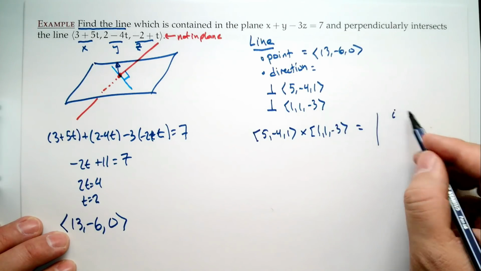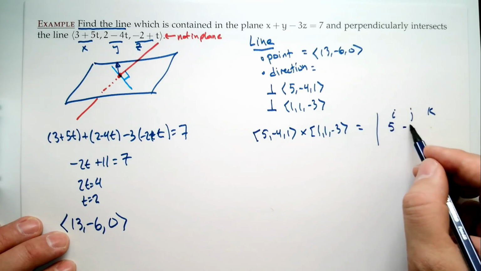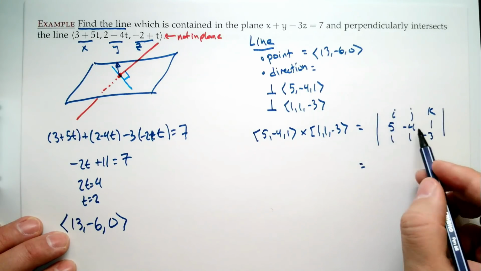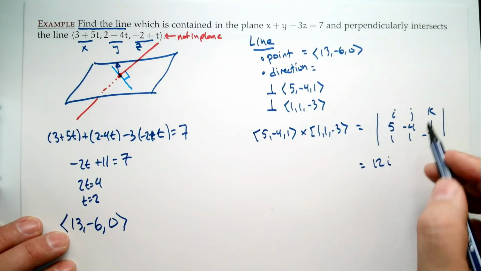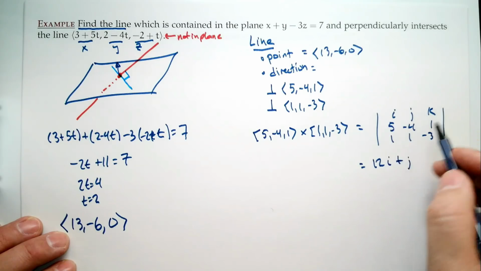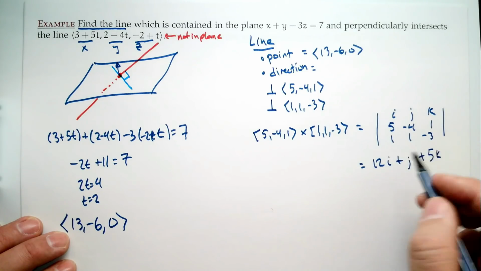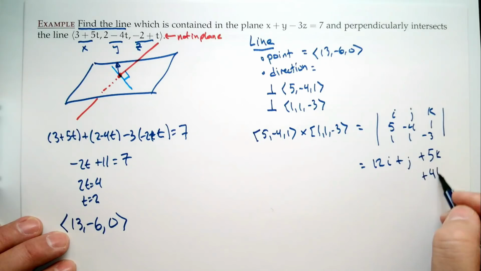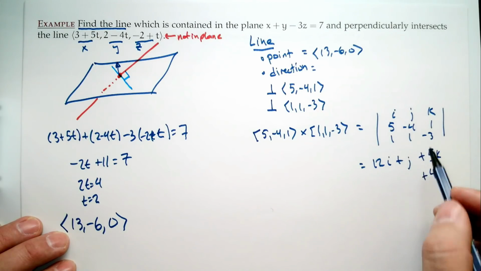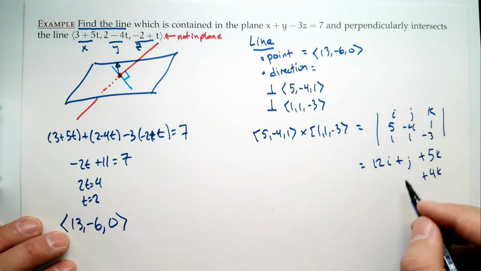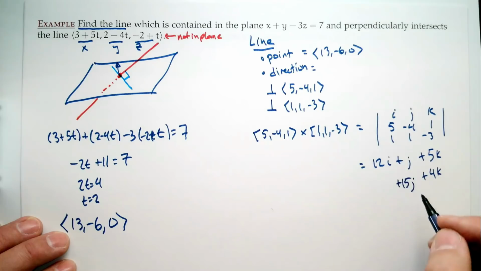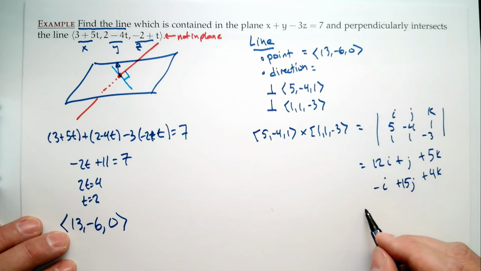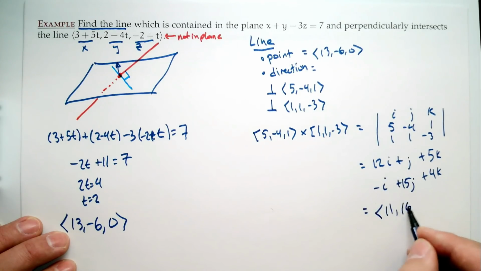So we set our equations up: i, j, k, 5, negative 4, 1, 1, 1, negative 3. What do we get? i, negative 4, negative 3, that's 12. i, j times 1, that's j. k times 5 times 1, that's 5k. Then we have 1 minus 4 times k, so that's minus 4k, but I'm going in the wrong direction, so I have to subtract. j, 5, negative 3, that's minus 15j. But then I have minus minus, so that makes plus. i, 1, 1, that's plus i, but I went the wrong way, so that's minus i. So that says 11, 16, 9.